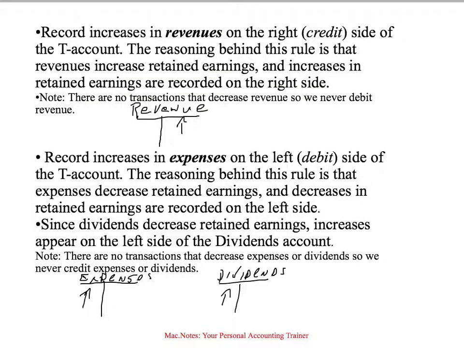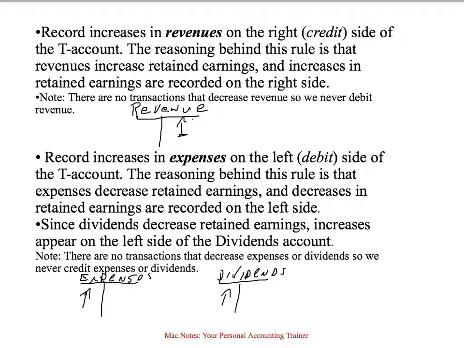Now those last two transactions were balance sheet transactions. Now let's look at transactions that affect the income statement, like revenue and expenses. Now because revenue increases shareholders' wealth, any increases in revenue will be recorded on the right-hand side because it increases shareholders' equity. Now you won't have any transactions that will decrease revenue. So any transaction where the company earns revenue, you record the increase in revenue as a credit.